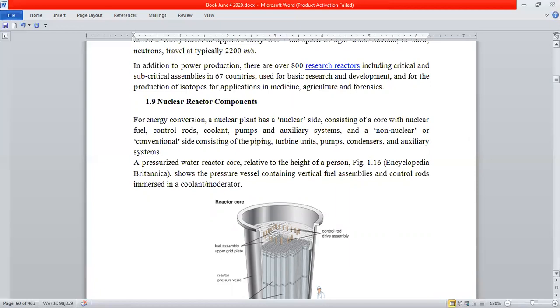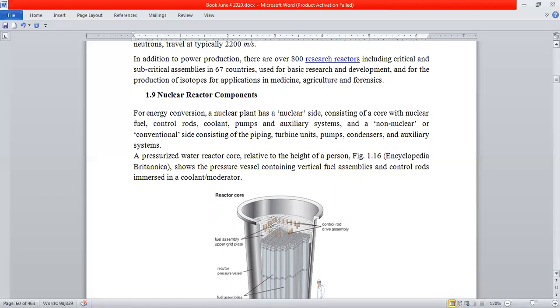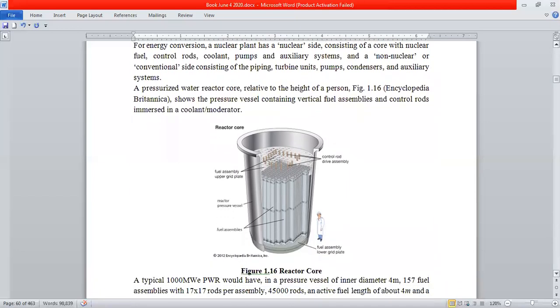So let's look at nuclear reactor components. Now this picture I've taken from Encyclopedia Britannica. And so this shows you a man standing next to the core of a pressurized water reactor. Now this is to give you a little picture. So this is a cylinder, it's a vessel, and we call this the reactor core. Now inside the reactor core, you'll see lots and lots of assemblies. These are called fuel assemblies.